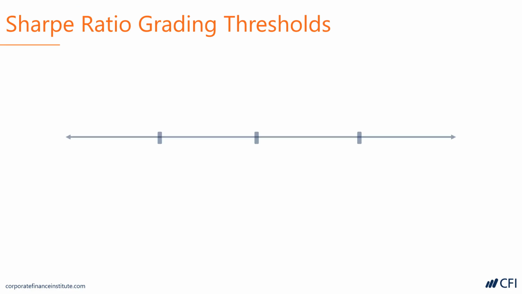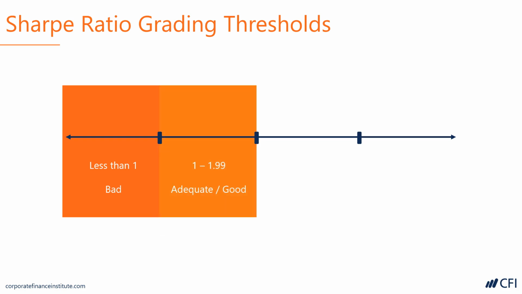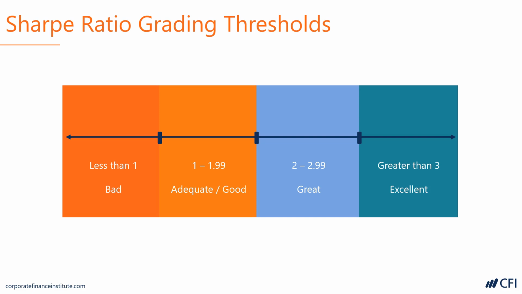Now let's look at a grading threshold for the Sharpe ratio. Here is a scale. Anything less than 1 is considered bad. And yes, the Sharpe ratio can go negative if the excess return turns out to be negative. 1 to 1.99 is considered good. From 2 to 3 is considered great, and anything above 3 is excellent.